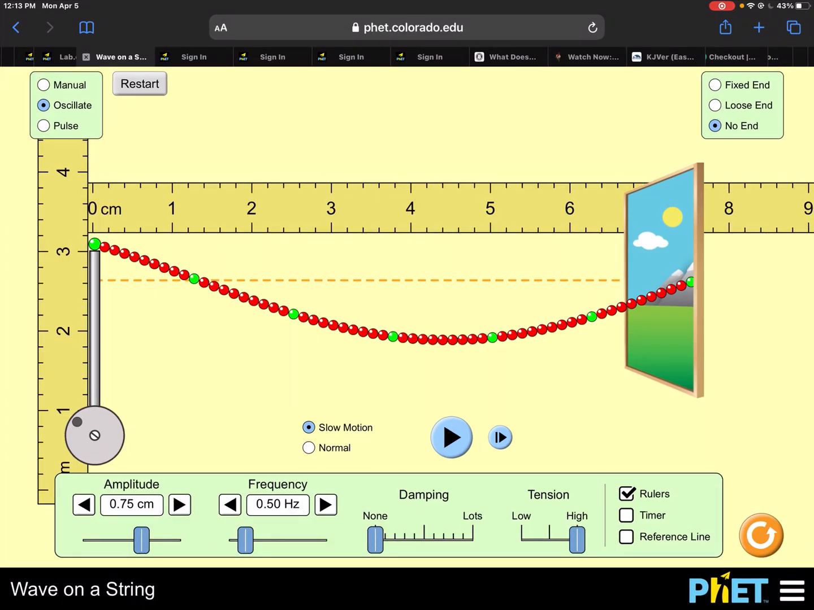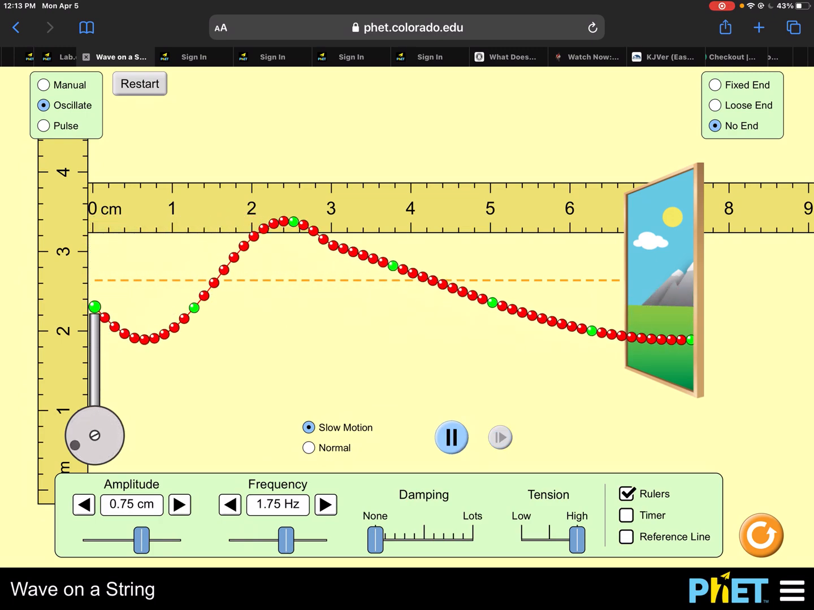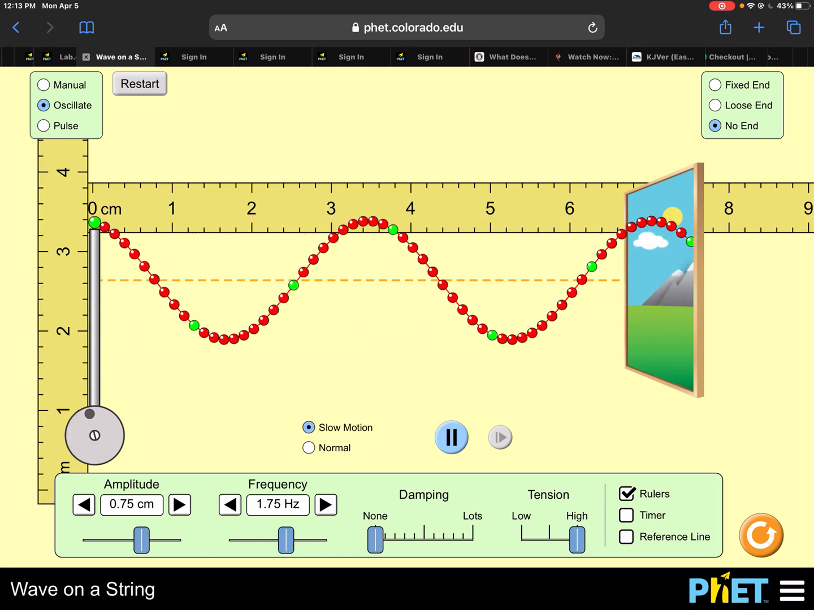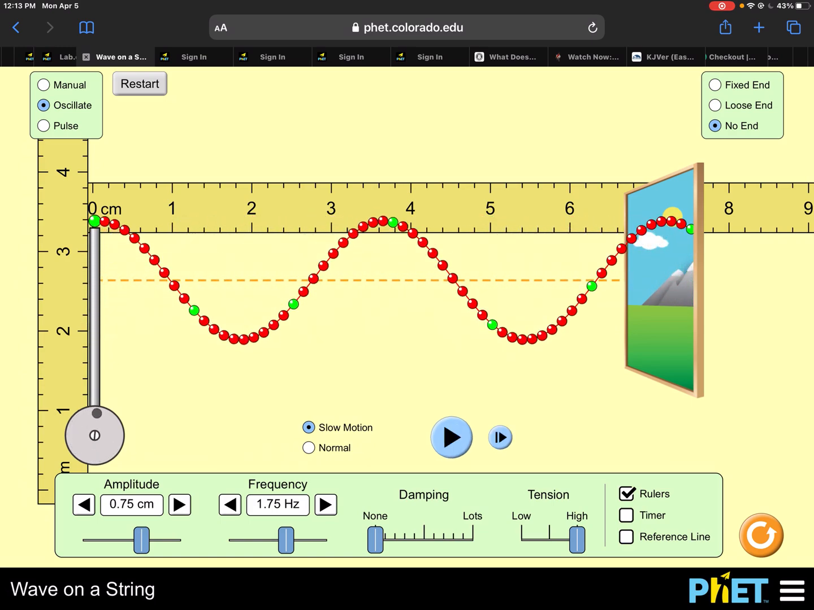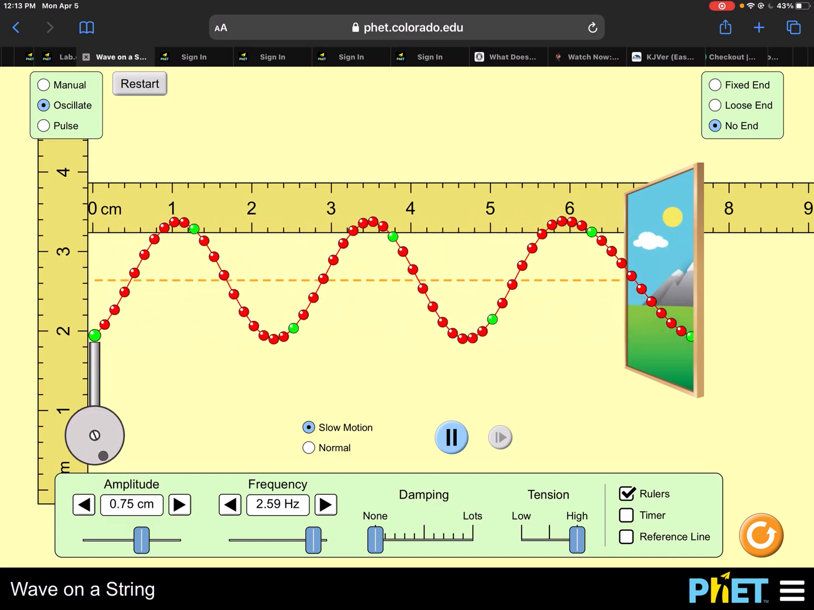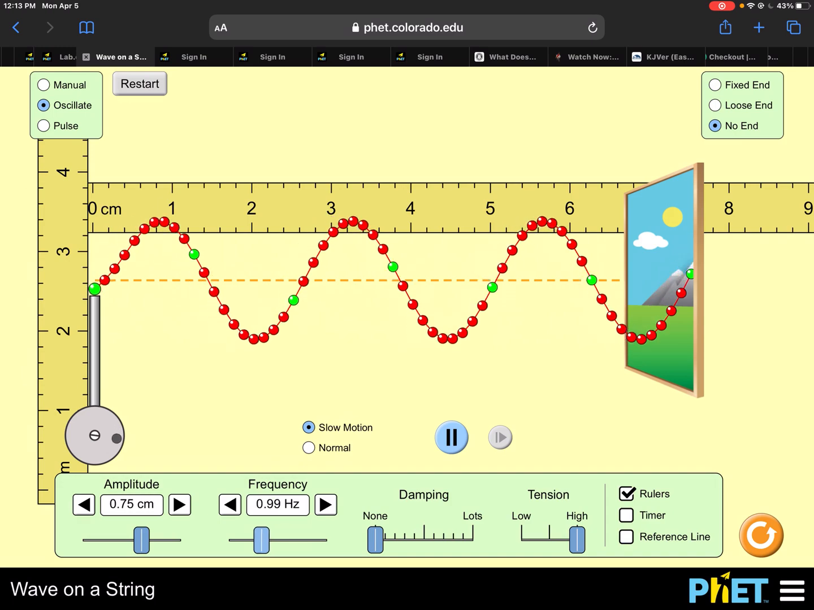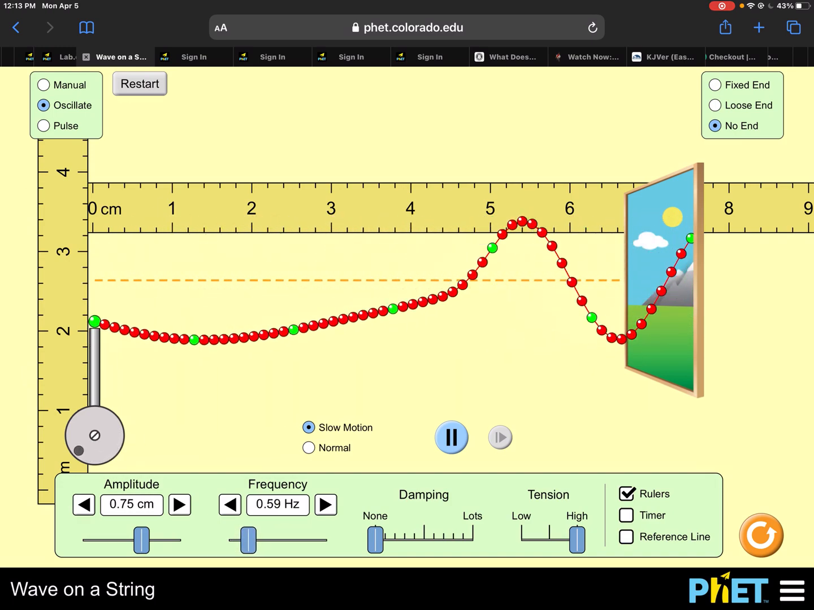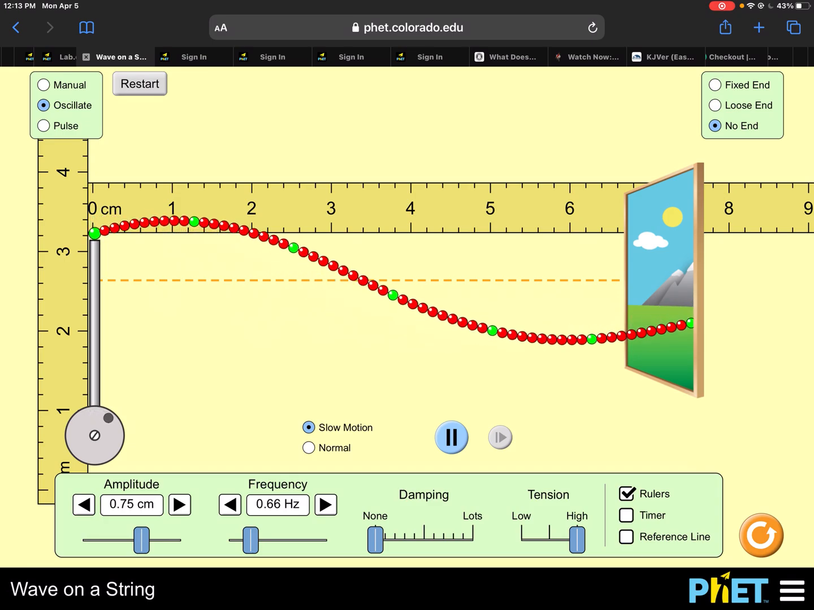So when you go to it and you select all things, it tells you to put the amplitude at 0.75, the frequency at 1.75. You can move these or use the arrows. And when you start this, you can put it in slow motion and you'll see that the wave moves. You can always stop it to measure the wavelength if you need to. But you can play around with this and see what happens if you increase the frequency. You see the wavelengths become shorter and you have more energy. If you decrease the frequency, you're going to have longer wavelengths, therefore less energy.